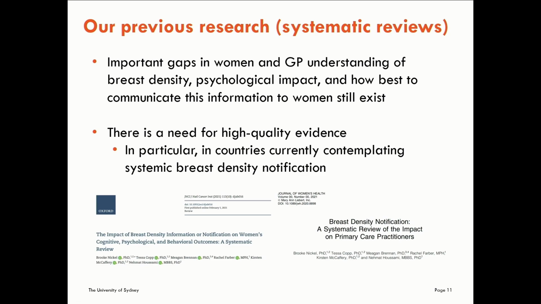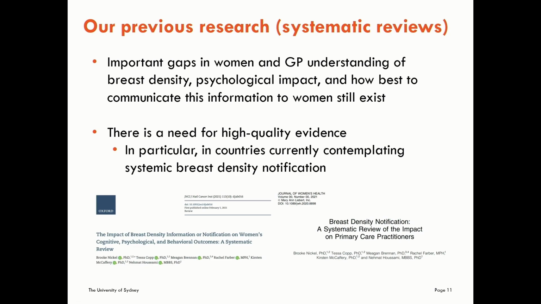So a number of years ago, I started working on a body of work from a public health perspective in relation to breast density. We started this work by conducting some systematic reviews, collecting the evidence that was out there and synthesizing it to try and find out what it means. We first conducted a systematic review on the impact breast density notification had on women and also on primary care practitioners.